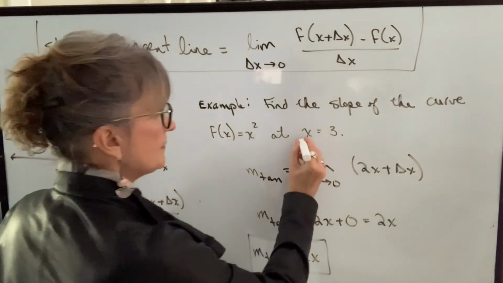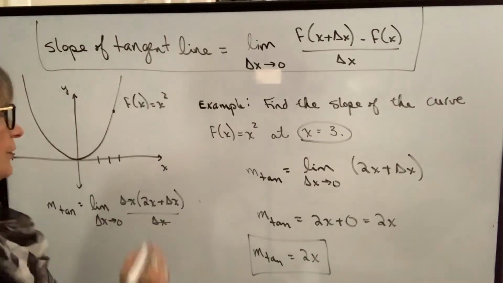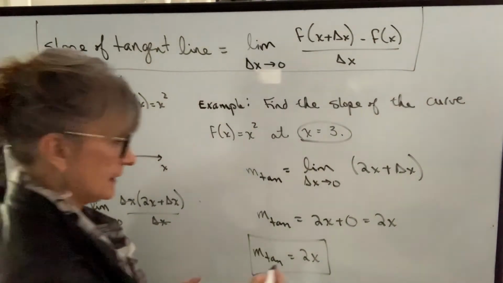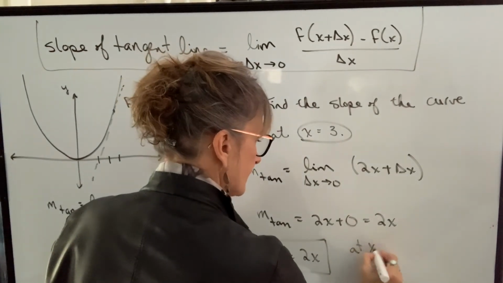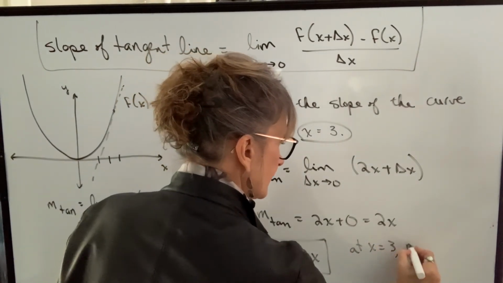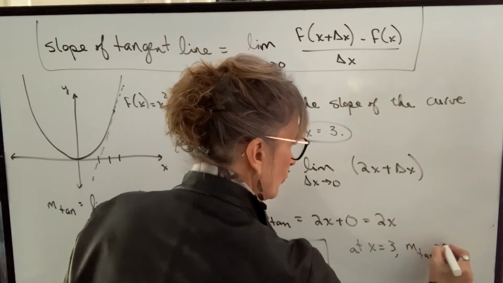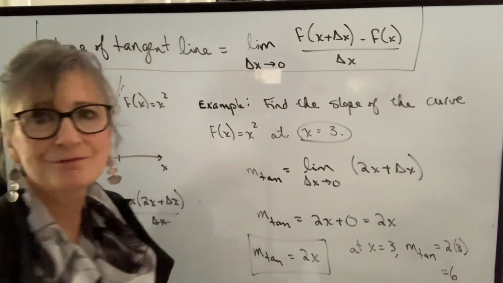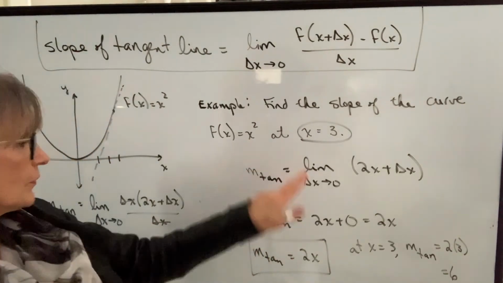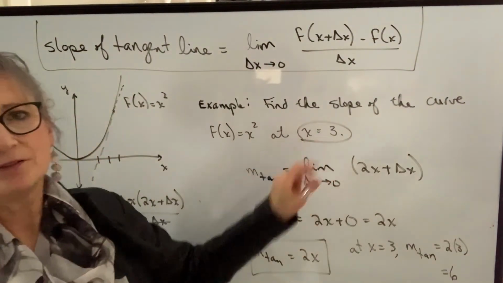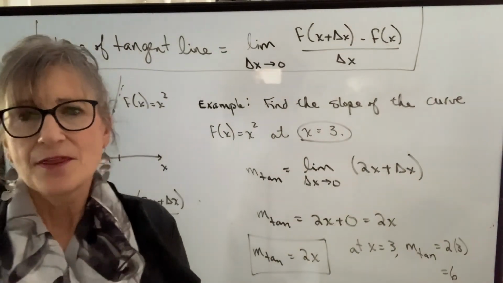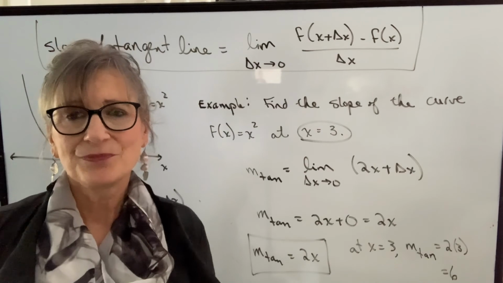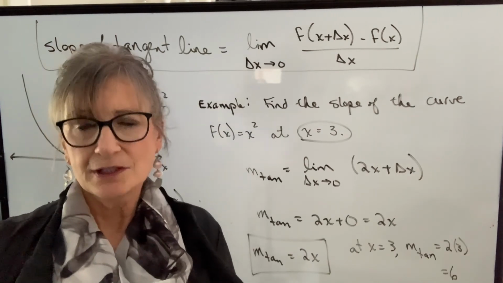The question asks me to find it at a specific value. So at x equals 3, what's the slope of that tangent line? At x equals 3, the slope of the tangent line will be 2 times 3, which is 6. And once I have the formula, I could find it at any value of x. That's how we apply this formula. It's a lot of work, and I'm going to do it in some more examples.